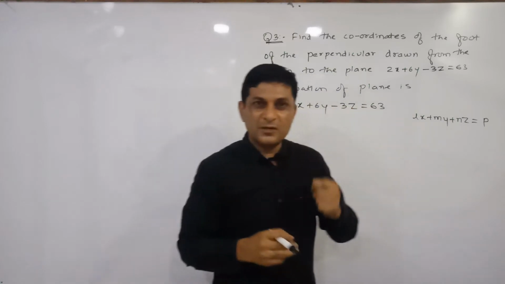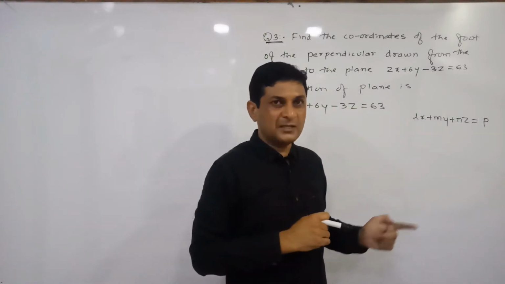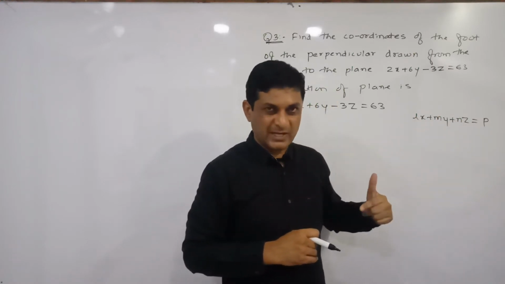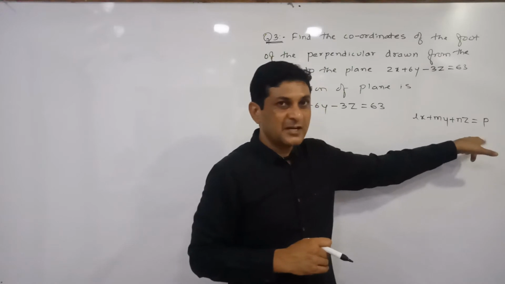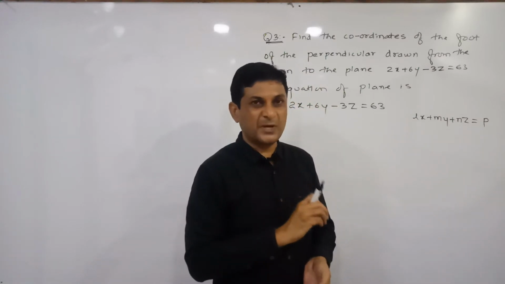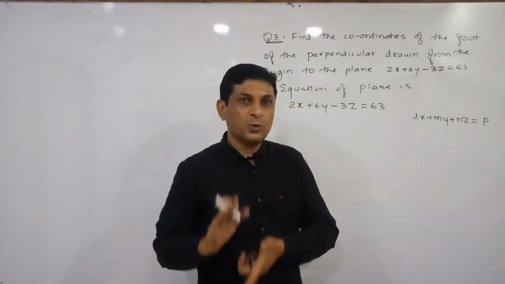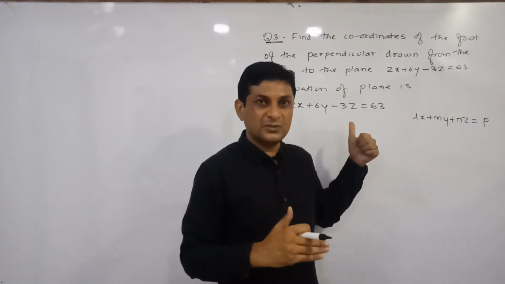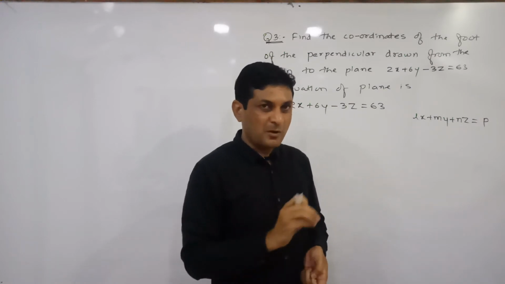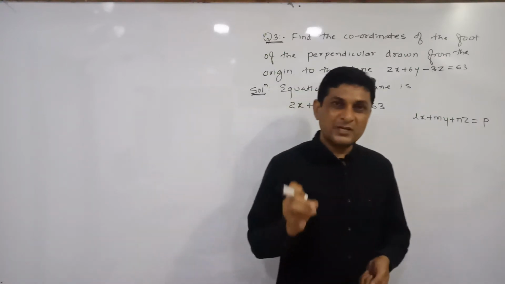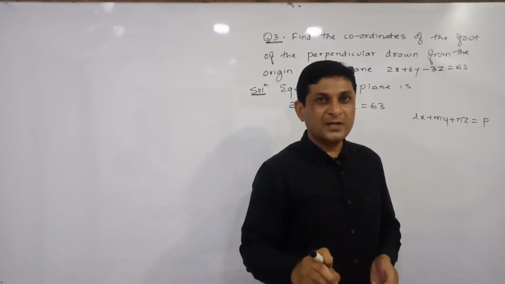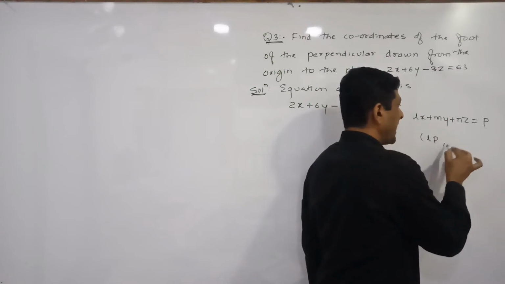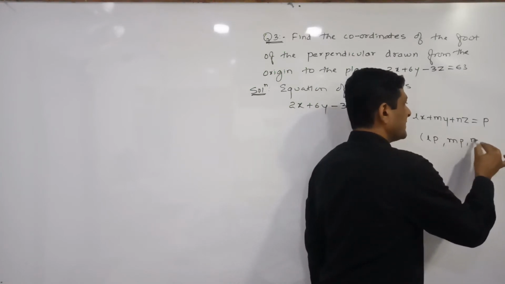If the equation of plane is in normal form, from this equation we will get the values of L, M, N, which are direction cosines, and the value on the right hand side, P. P is nothing but the distance of the plane from the origin. We have written it as a note after proving the theorem related to the equation of plane in normal form. There we wrote a formula to find the coordinates of the foot of perpendicular. The x coordinate is LP, the y coordinate is MP, and the z coordinate is NP.